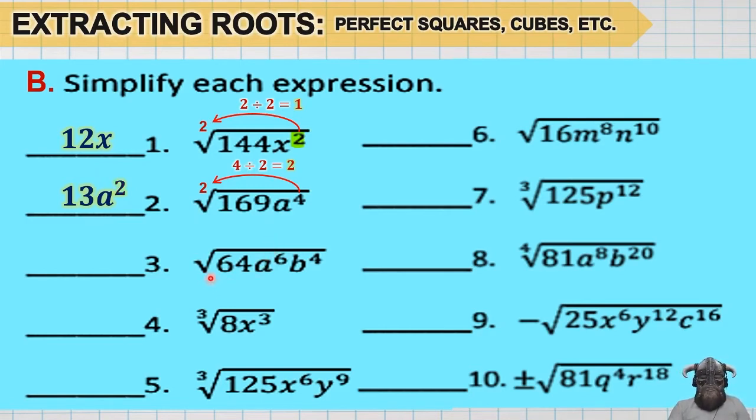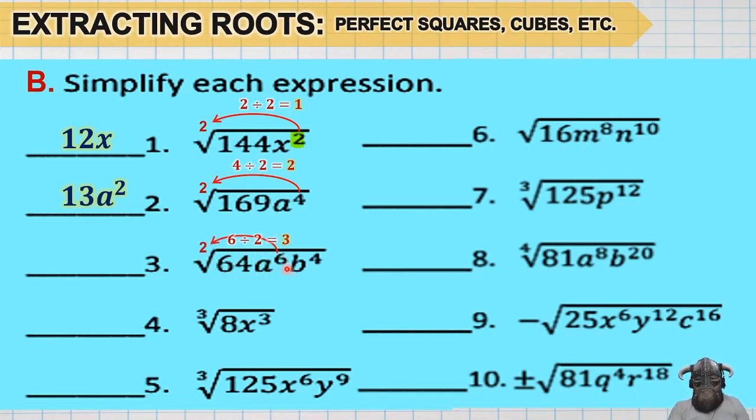Next, square root of 64 times a raised to 6 times b raised to 4. Yan yung given natin sa number 3. Once again, to get the square root of this one, kuhain natin yung square root ni 64. That will be equal to 8. And then, para makuha yung square root ni a raised to 6 at b raised to 4, labas natin yung index, divide natin yung mga exponent nila sa 2 or sa ating index na 2.